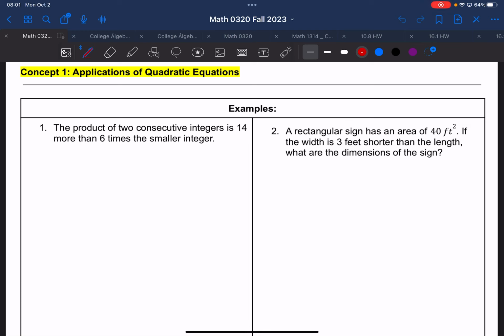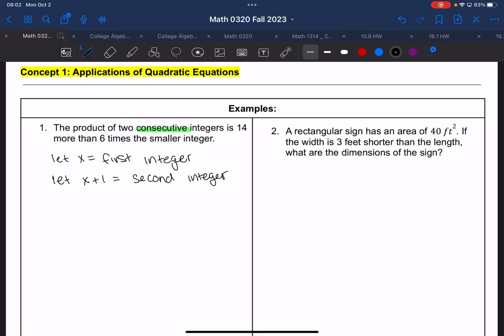What does consecutive mean? Back to back. So this tells us that we can have one integer and let that be represented as x. So let x equal the first integer. Since it's consecutive, that next integer has to come after it, so we're going to let that be x plus 1. We're still using the same variable x. x is representing the first integer, and x plus 1 is representing the integer that comes right after.